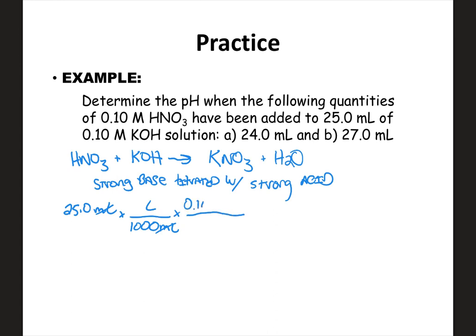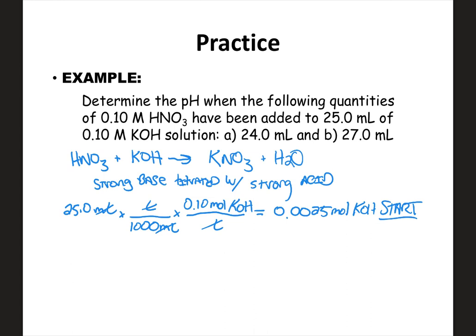There's 0.10 moles of KOH for every liter. Liters cancel. Now I know how many moles of KOH I initially started with here. So it's 0.0025 moles of my base, my KOH, that I'm starting with. I like to label these things as I go through, just to keep myself organized, as some of these problems can be pretty long. So this would be the moles of base that I started with.